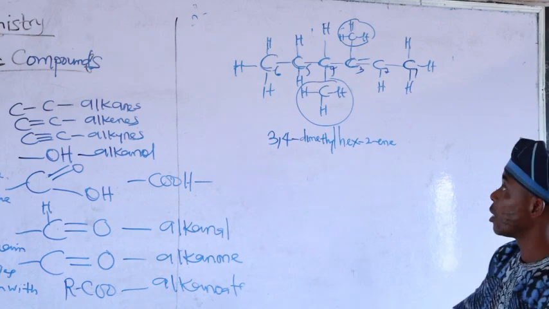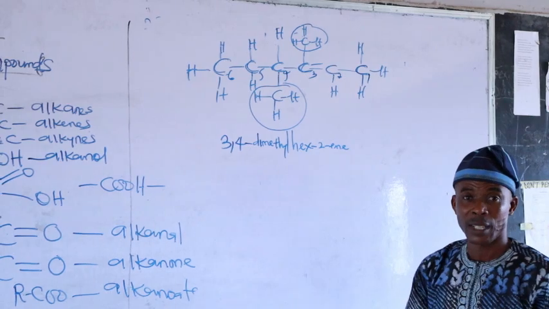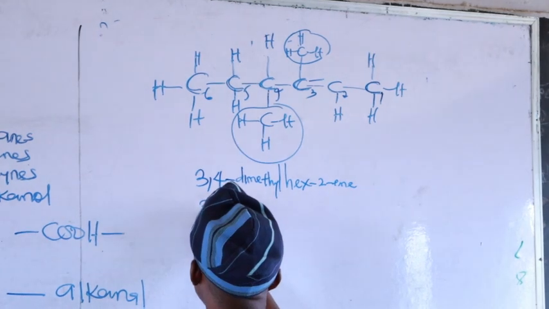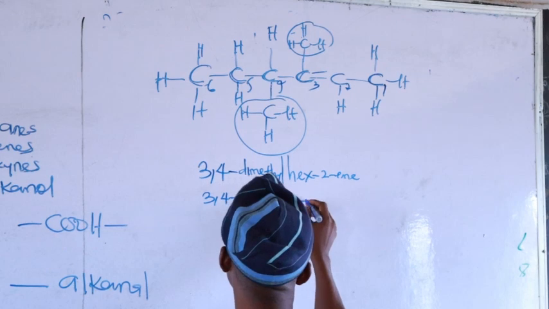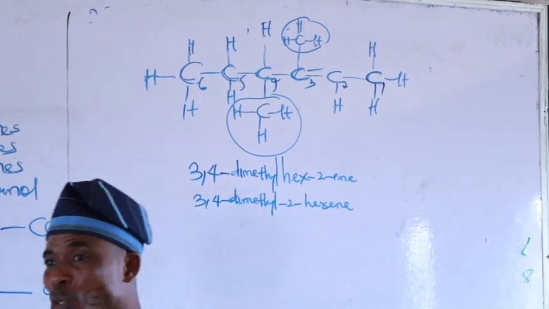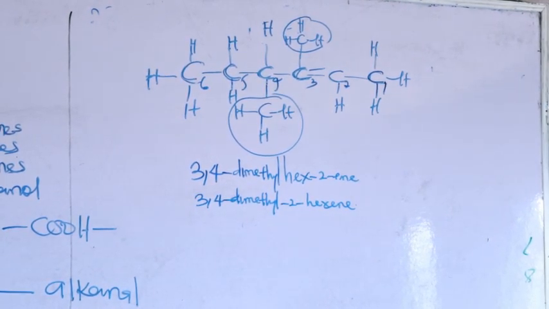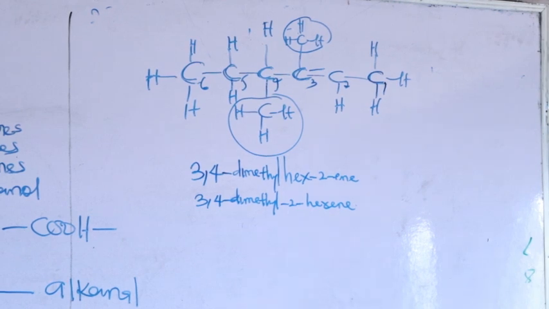Then the longest chain is 6, and that is why you have what? Hexane. Instead of writing it like this, it could be written like this: 3,4-dimethylhex-2-ene. Remember, there should be a hyphen between the figure and the alphabet. If you don't put it there, that means you don't follow the rule, it will be marked wrong for you. And you should not leave space. It is one word.